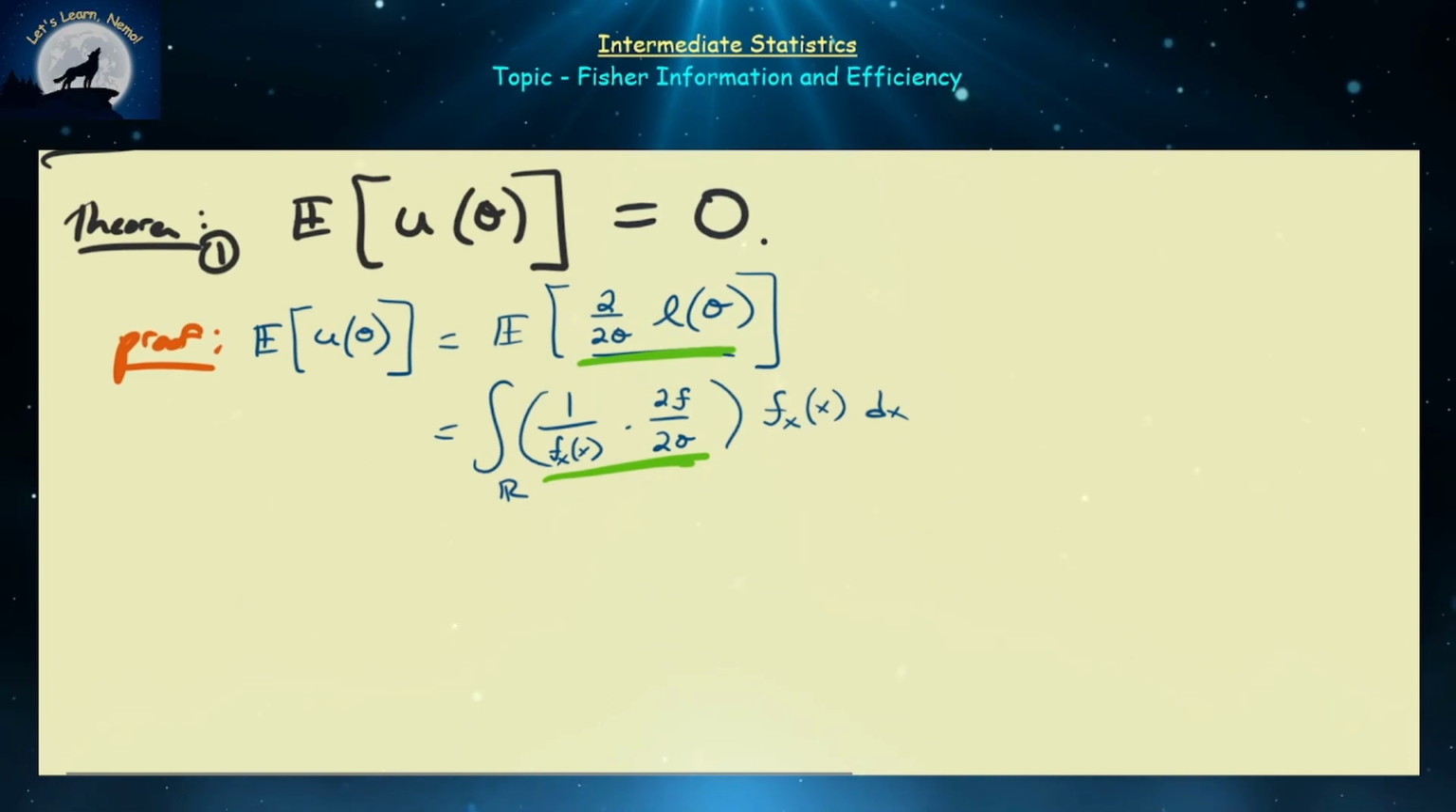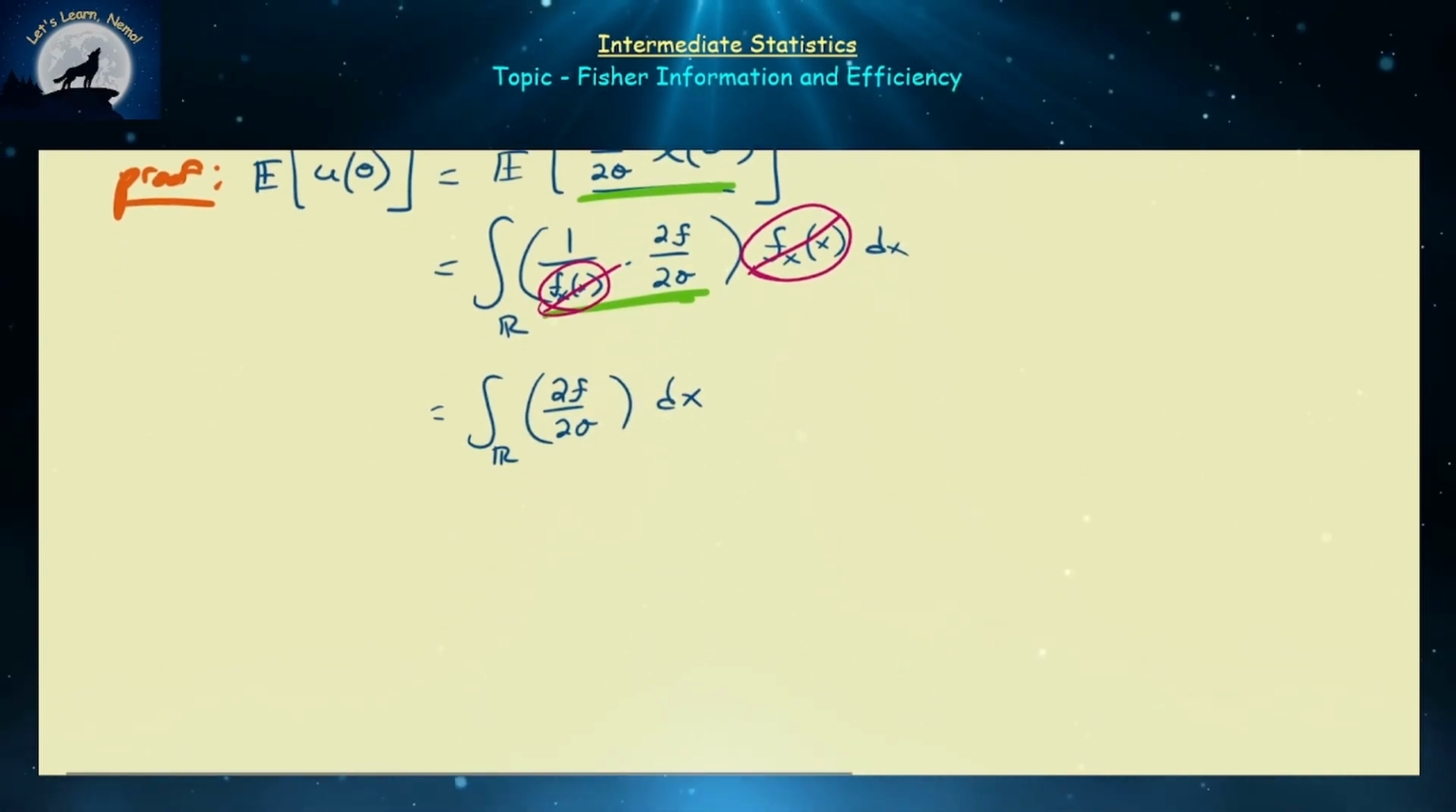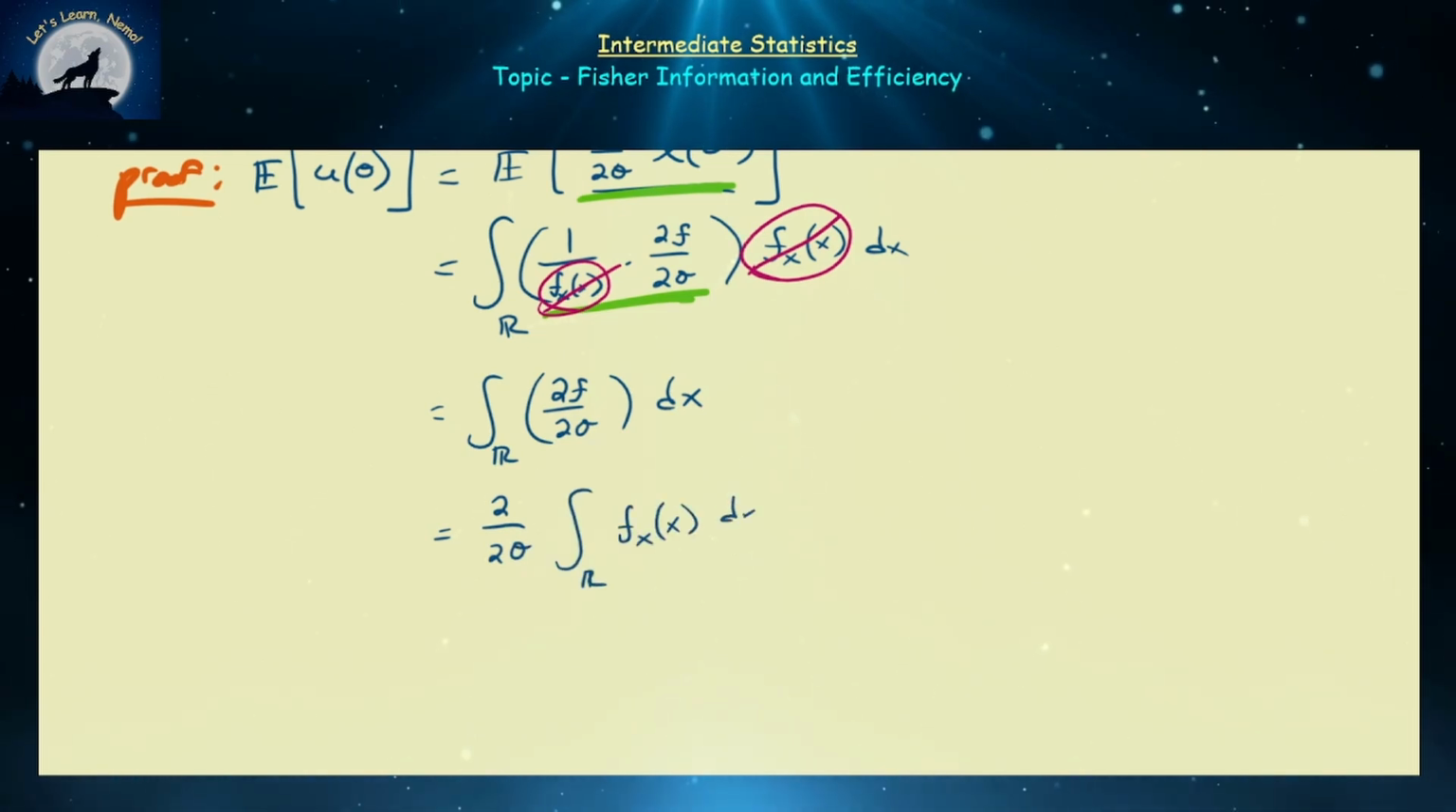Notice that we have a couple of things cancel immediately. We have f_X(x) here and f_X(x) there, so they cancel, and we're just left with the integral across the domain of our density function of the partial of f with respect to theta, dx. Now, keep in mind, as long as this probability density function is well-defined and nice, we can factor out the partial derivative with respect to theta and write that as the partial derivative with respect to theta of the integral of f_X(x) dx.